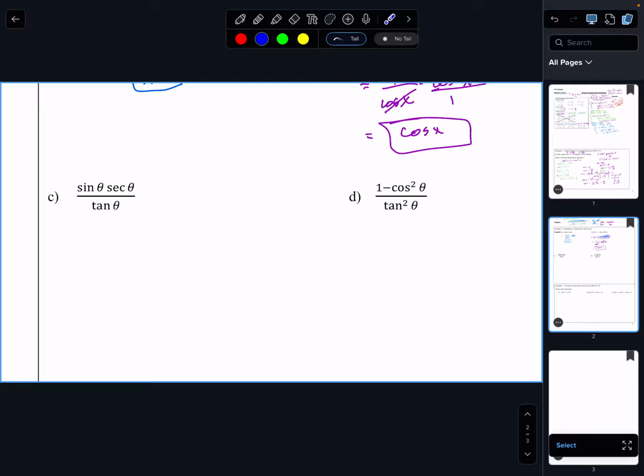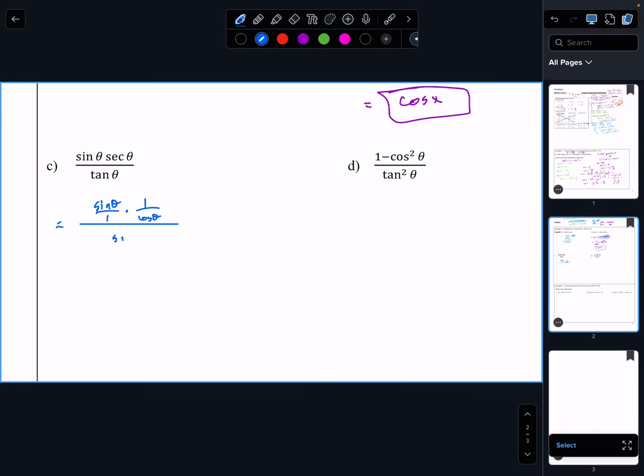I would choose to change everything to sine and cosine. You get a mix. So, I'm going to come down here. The major fraction bar should be the longest. And sine, I'm going to think of as just over 1. And secant is 1 over cosine. Something to try. Nothing's being squared. Change everything to sine and cosine. And tangent is sine over cosine.